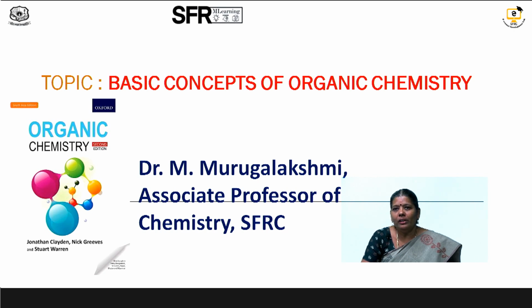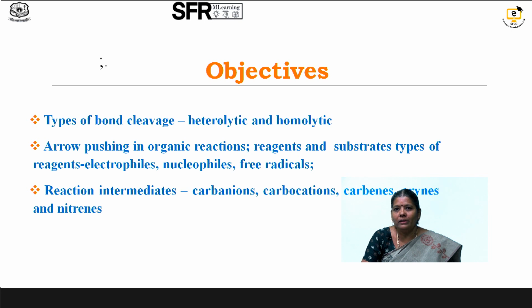And in this module, we are going to discuss the types of bond cleavage, that is heterolytic and homolytic bond cleavages, and what the types of reagents are, like electrophiles, nucleophiles, free radicals, and about the reaction intermediates, that is carbanions, carbocations, carbenes and nitrenes.